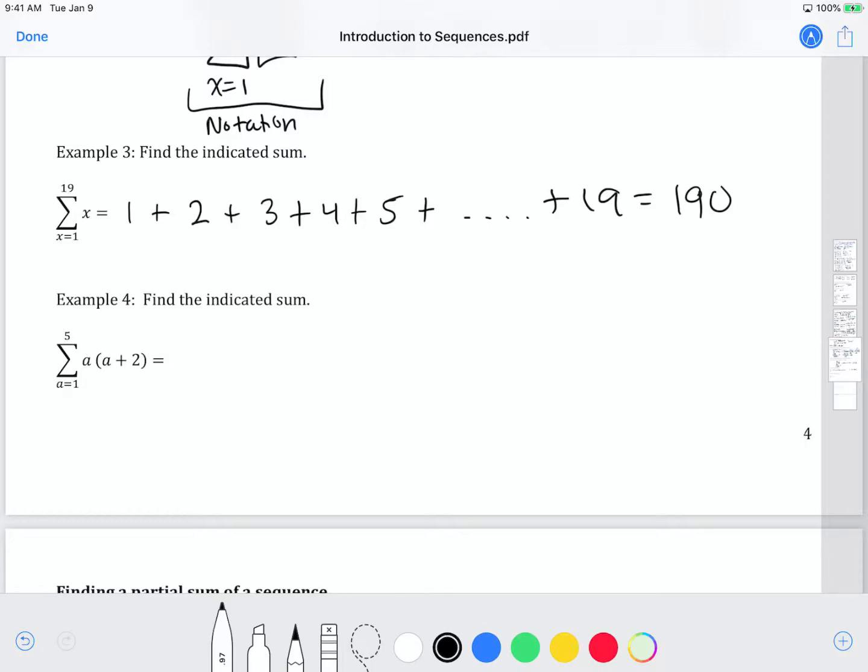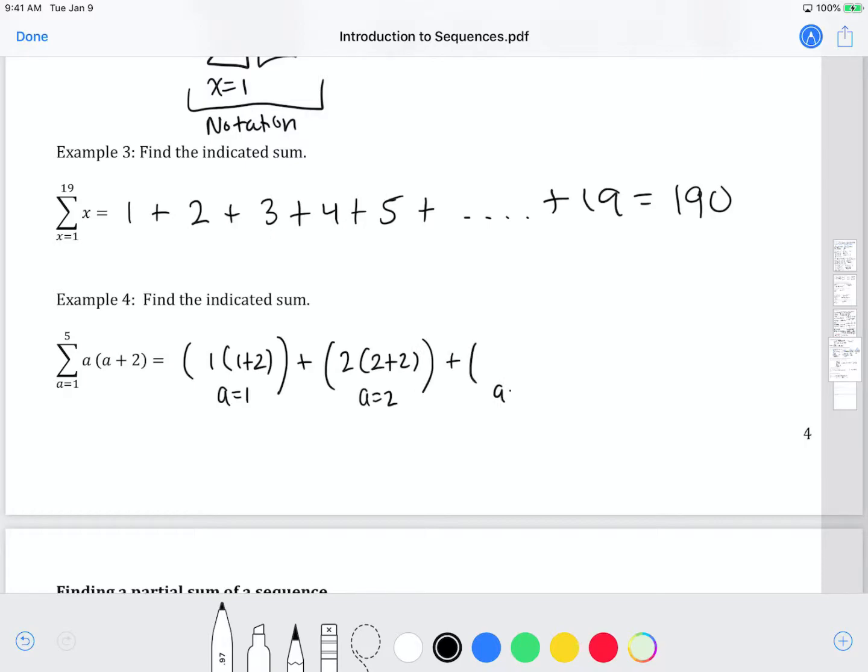Example 4 says find the indicated sum. So we're going to do this from 1 to 5. So I'm going to plug in 1. This time we're using a's instead. It's just a variable change. So for the initial value, when I plug in the first value, I get 1 times 1 plus 2. That's for a is equal to 1. Plus, now I'm going to do it for a is equal to 2. I'm going to plug in 2 times 2 plus 2.